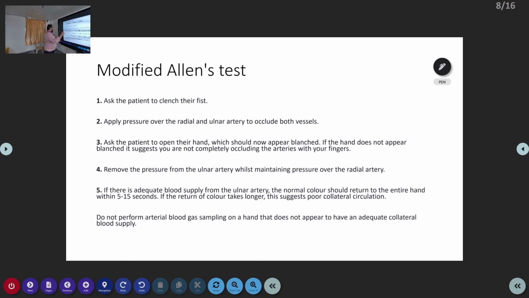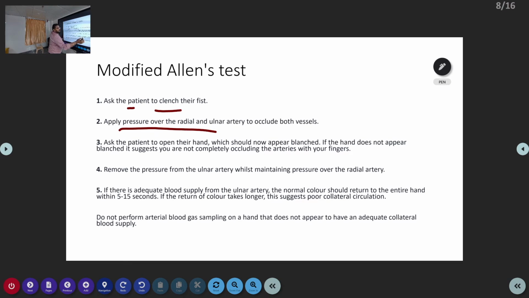Simple thing. Ask the patient to clench a fist, apply pressure over the radial and the ulnar artery to occlude both the blood vessels. Ask the patient to open their hand, which should now appear blanched, that is the pale color. If the hand does not appear blanched, it suggests that you are not completely occluding. You have to properly occlude it.